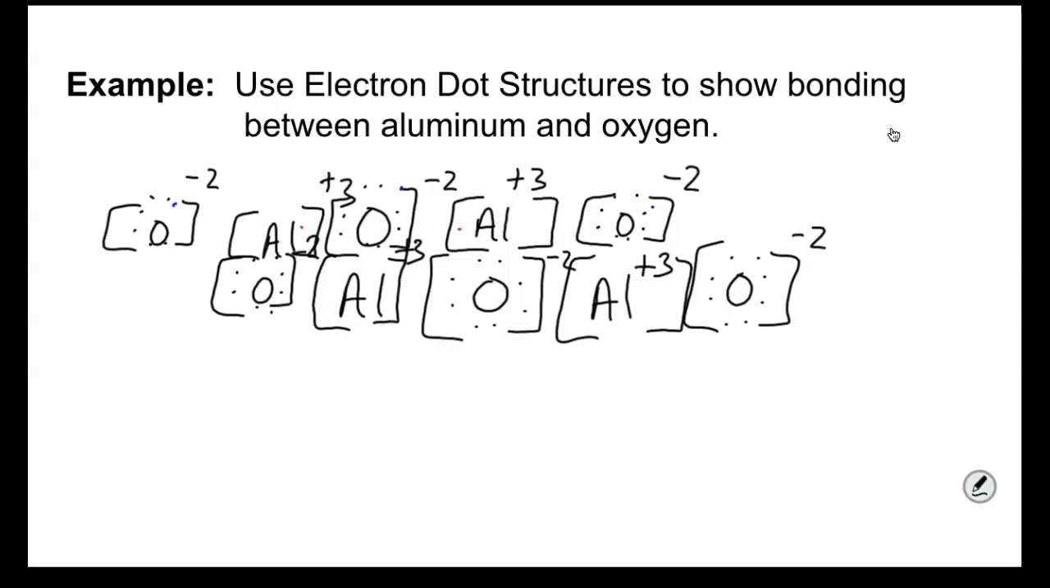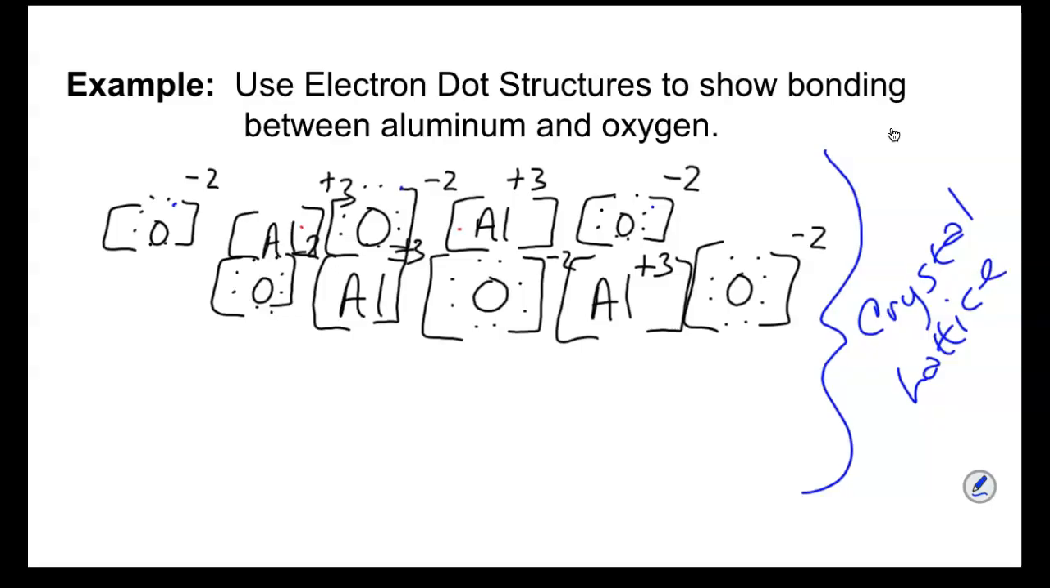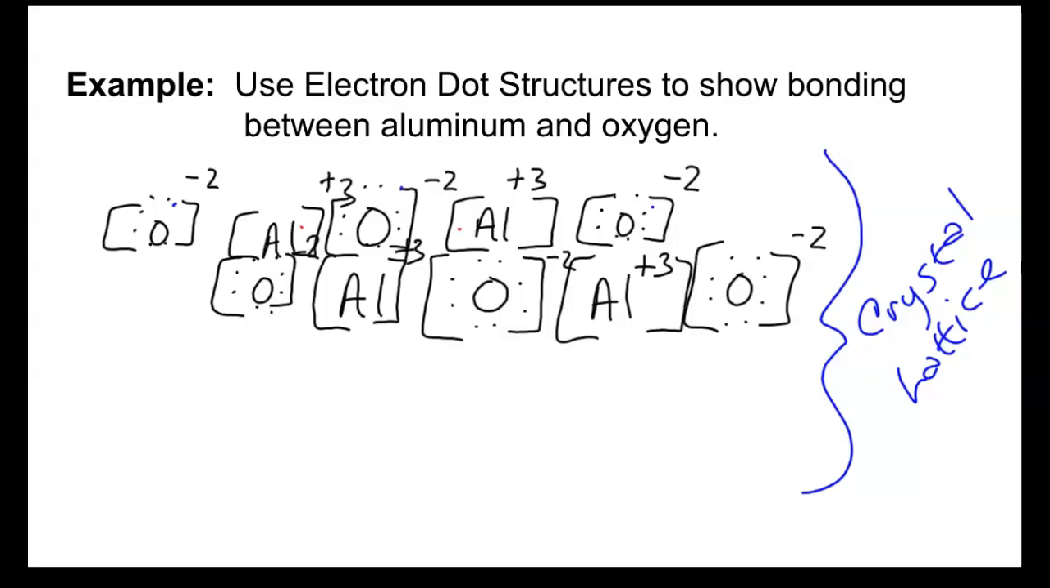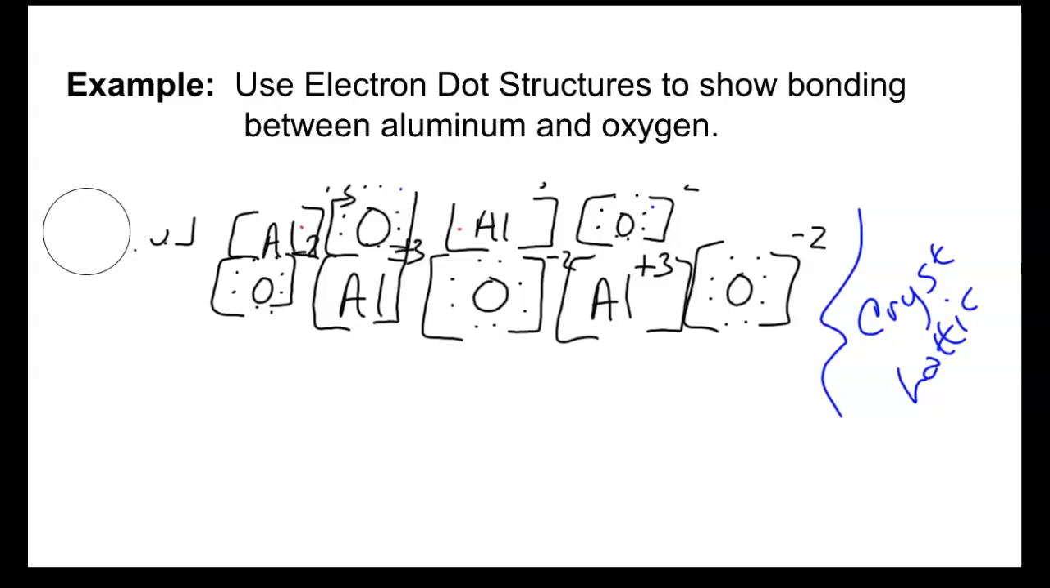So you guys, I would repeat this pattern, alternating positives and negatives, until I got big enough to see an ionic crystal. And you guys, that is why we call this formation the crystal lattice. Remember, it's a repeating geometric pattern of negative and positive ions, okay, that gives us our different properties for ionic compounds. I'm going to erase this.